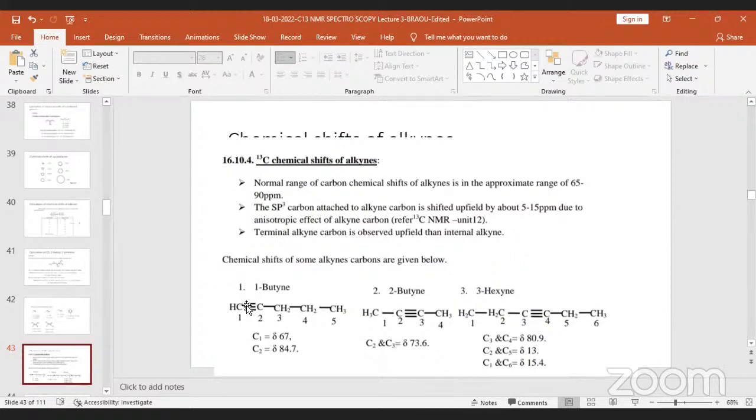Acetylene will be upfield due to the anisotropic effect. Otherwise, acetylene is more electronegative and should come downfield, but it is not just electronegativity. Anisotropy also contributes to the chemical shift. I'll discuss that in the factors affecting chemical shift. So always, a carbon attached to the acetylenic group will be shifted upfield, these two. Here you see only the C2 and C3 values are given, and these alkyl carbon values will be shifted upfield from the normal alkane, that means the ethane value.